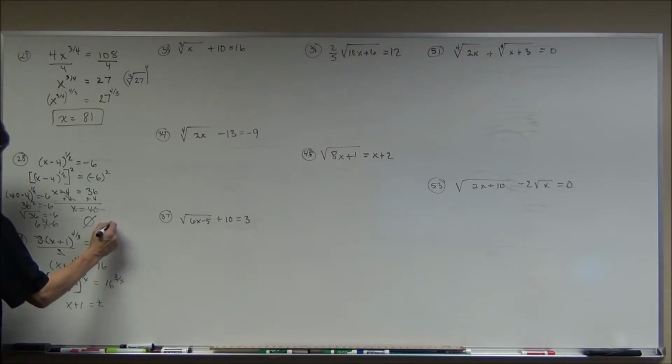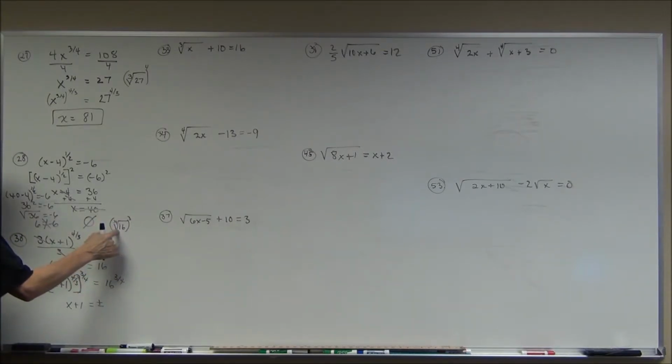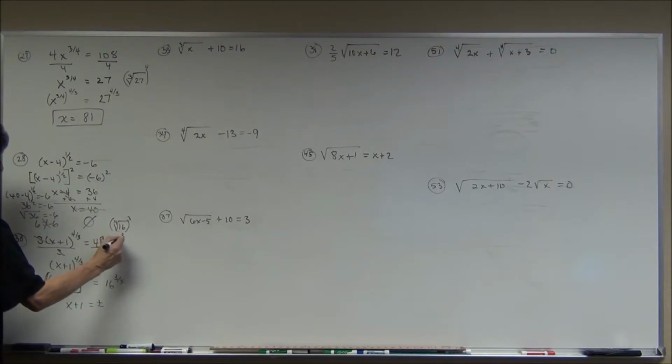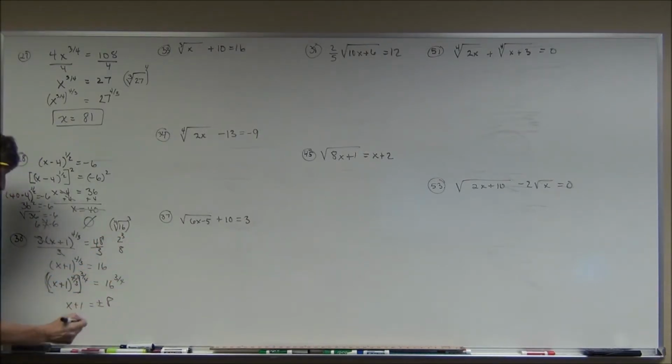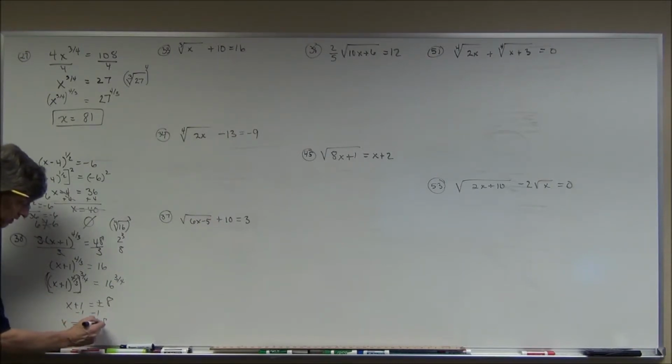Up here, that's the 4th root of 16 cubed. That's supposed to be a 4 there. Well, what number times itself times itself times itself is 16? That'd be 2. So this is 2 cubed, which is 8. So I get plus or minus 8. Be careful here, because you want to subtract 1 from both sides. Watch what I do here. I write x equals negative 1 plus or minus 8.